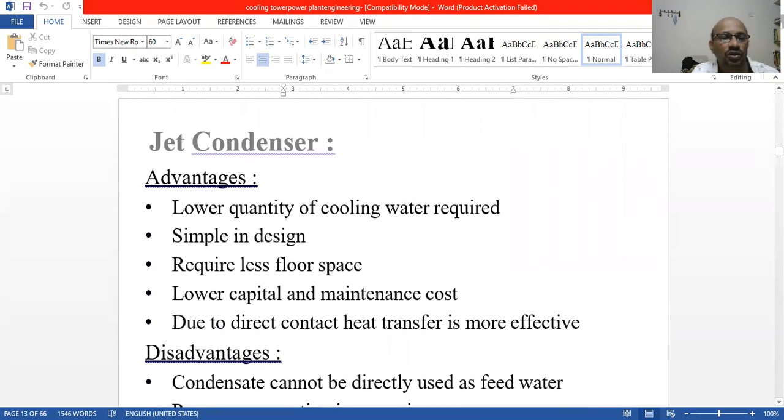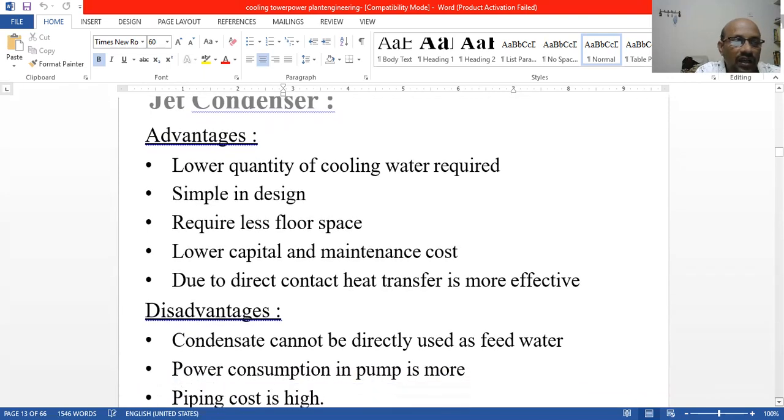The jet condenser. In that jet condenser, we have so many advantages. A low quantity of cooling water is required, and it is simple in design. Cost is very low, and it occupies less space. It requires less floor space, and lower capital and maintenance cost. Due to direct contact, heat transfer is more effective.